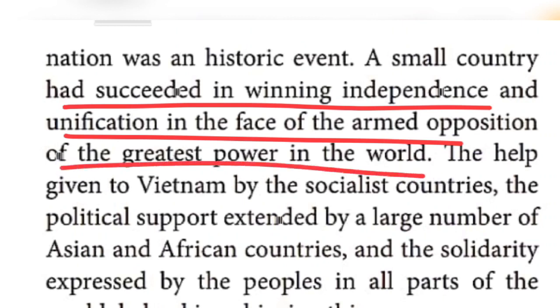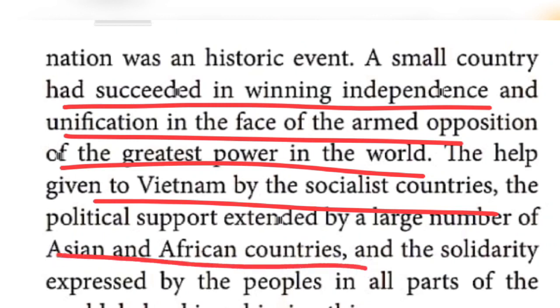power in the world. So the help given to Vietnam by socialist countries, Russia as well as China, and they also got support from Asian as well as African countries, and the solidarity expressed by the peoples in all parts of the world helped in achieving this. So Vietnam got independence and they united themselves as one country. In the year 1976 it happened, after nearly 20 years of struggle. In the initial stage, the Americans did not take any weapons.